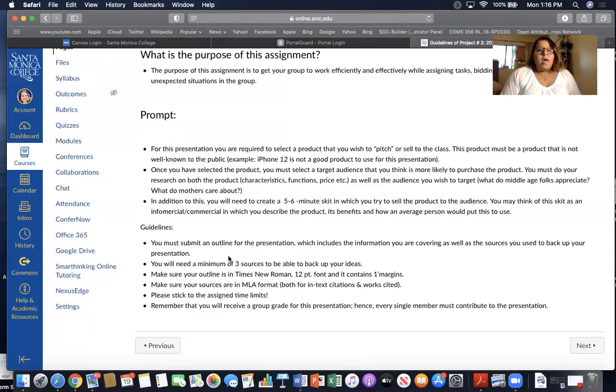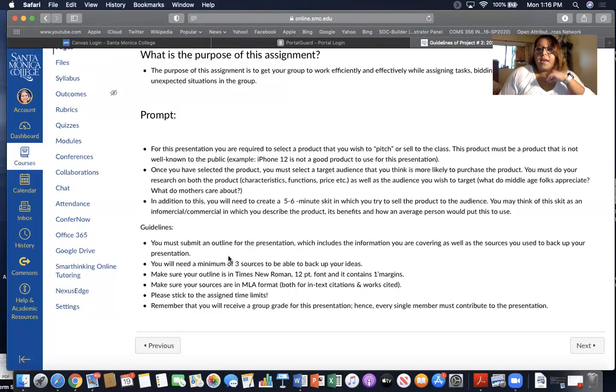You also have to have 3 sources to support your ideas. For this particular project, you are going to need 3 outside sources to support your ideas. The sources could be about the intended audience. They could be about the product itself, a similar product, or how to pitch a product to the audience. Any of those types of sources would be okay for this presentation.